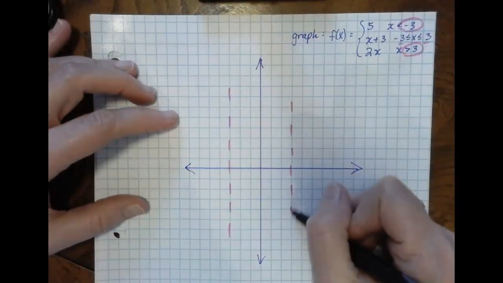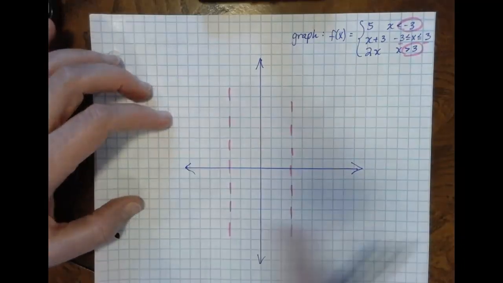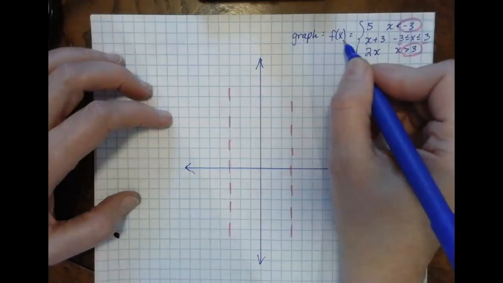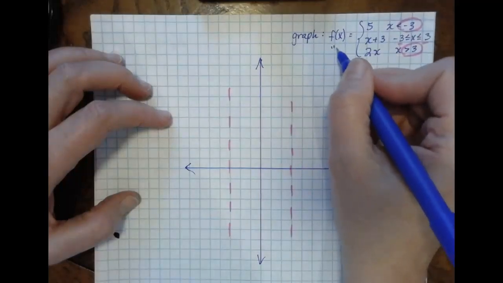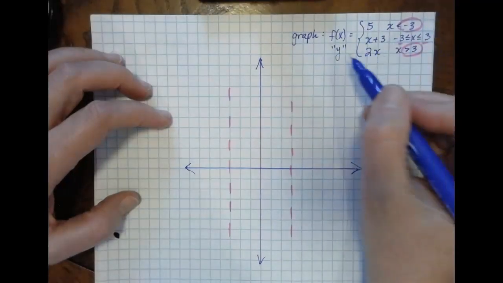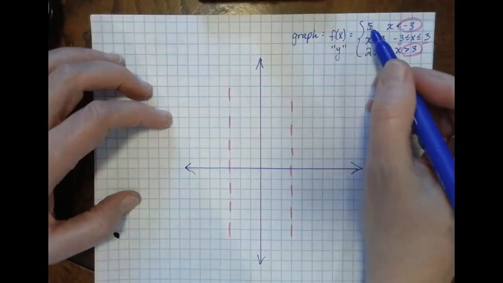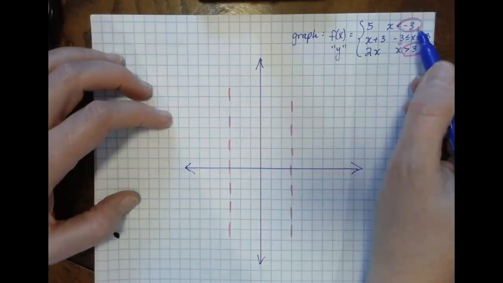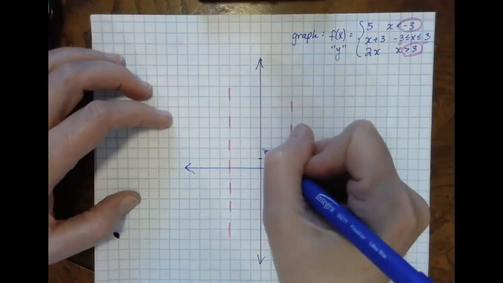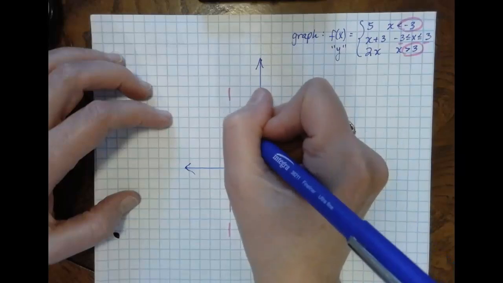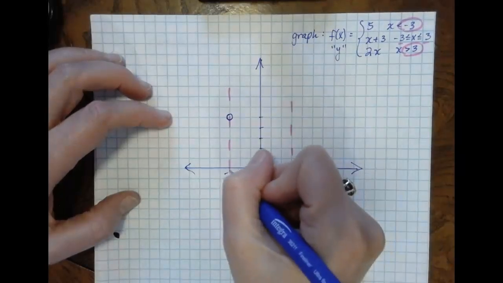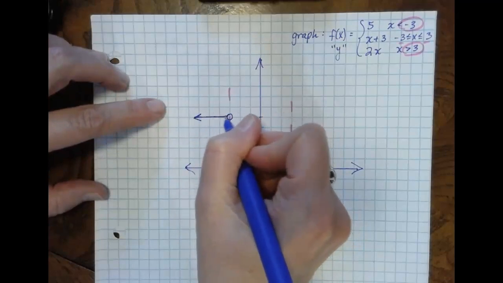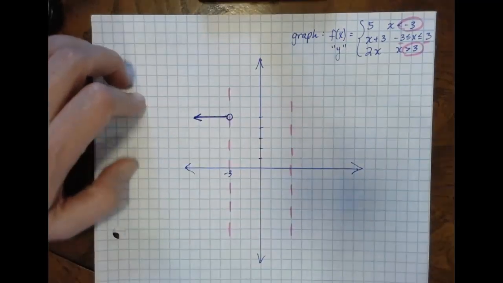So there we go. So first piece of the function, I'll do it in blue. It simply says f of x equals 5. Remember, f of x is the same thing as y. So y equals 5 when x is strictly less than -3. So 1, 2, 3, 4, 5. Open circle at -3. And we will graph the line to the left.